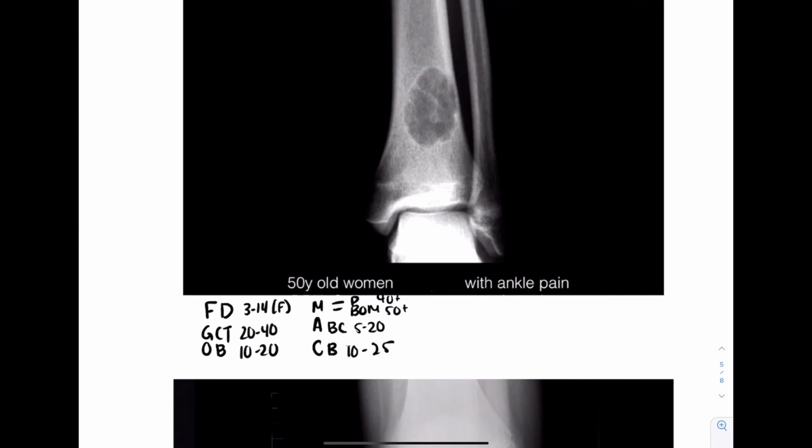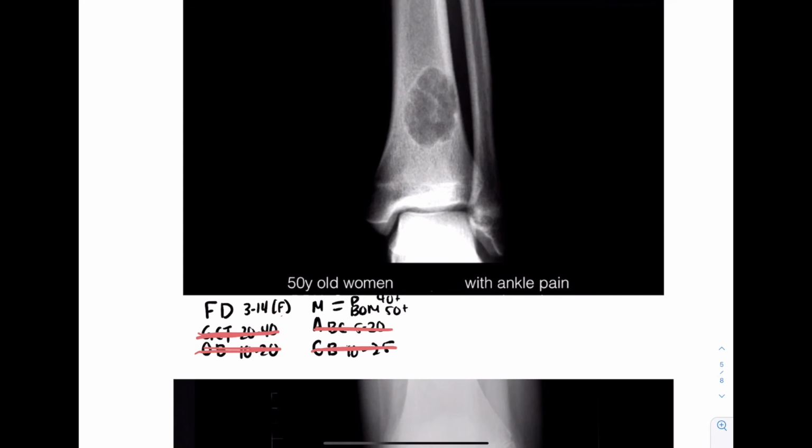Okay, 50 years old. Could she have it? Yes, she could have fibrous dysplasia. Could it be a GCT? Could be. We have plus or minus, but I usually keep that plus or minus within 5 years. So for now, I'm going to exit it. If I can't come up with anything else better, then maybe I'll come back to it. An OB. No. 10, 20, not really. Plasmacytoma. Maybe. Blowout mets. Maybe. Age-wise, maybe. ABC. No. CB. No.